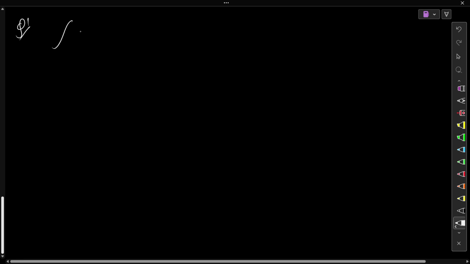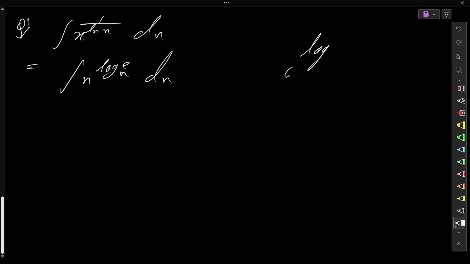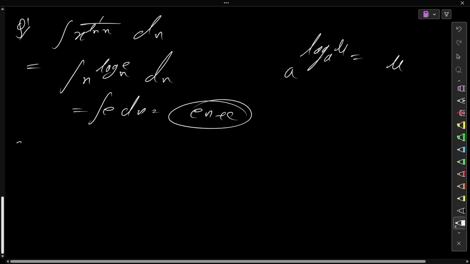The first question says to evaluate the integral of x to the power of 1 over ln x dx. This could be written as x to the power of log of e base x dx, and as we know that a to the power of log of b base a could be written as b, so this could be written as the integral of e dx, so the answer is ex plus c. Next question.